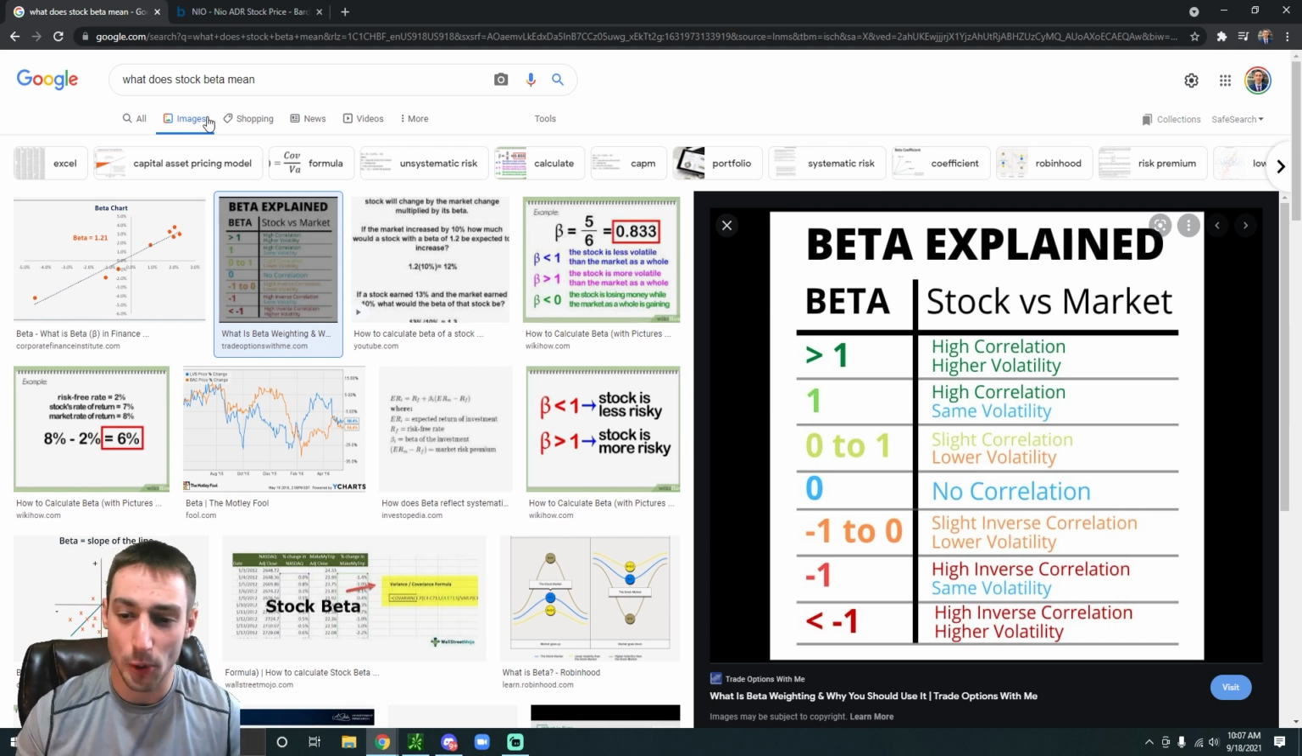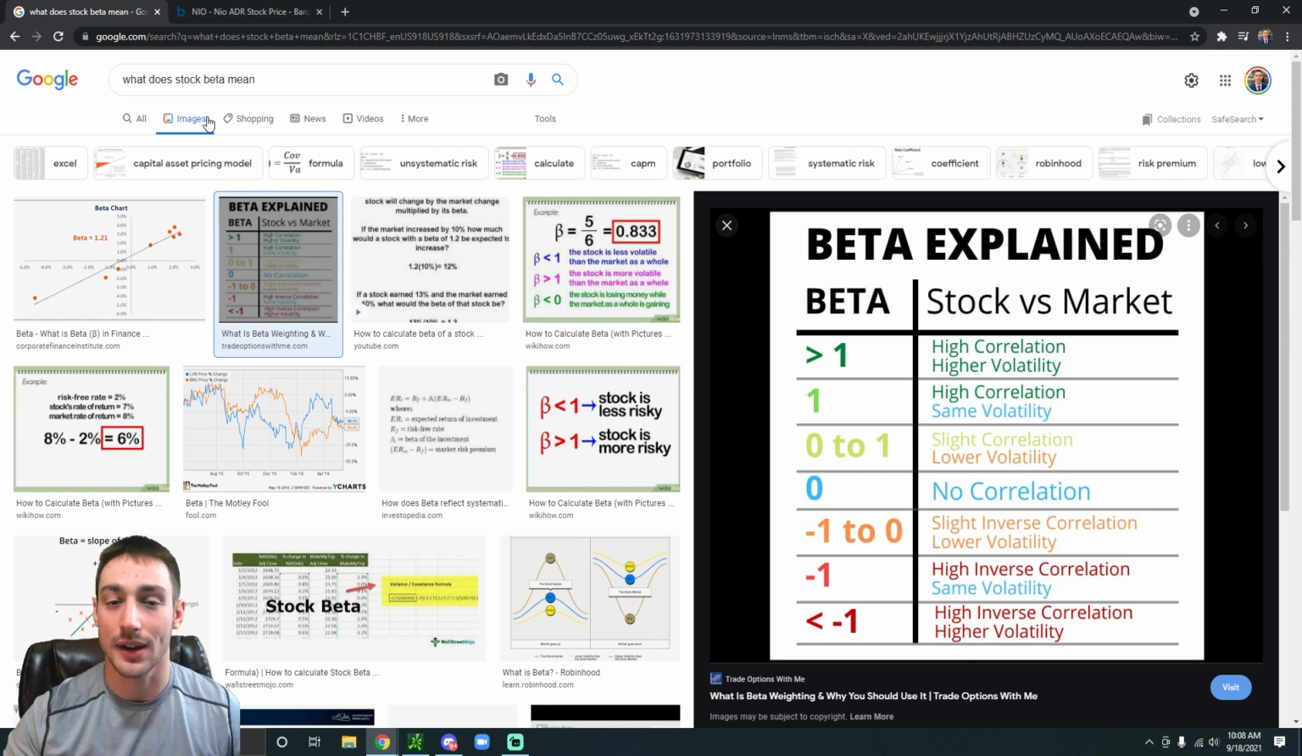For example, if a stock has a beta of exactly 1, and the stock market moves up 1%, that stock is also expected to move up 1%. If that stock has a beta of 5 and the market moves up 1%, that stock is expected to move up 5%. That shows you how beta works.